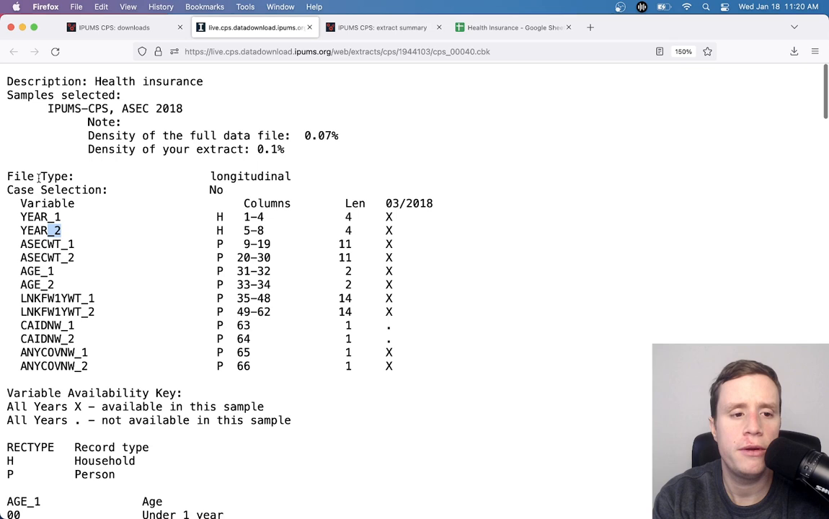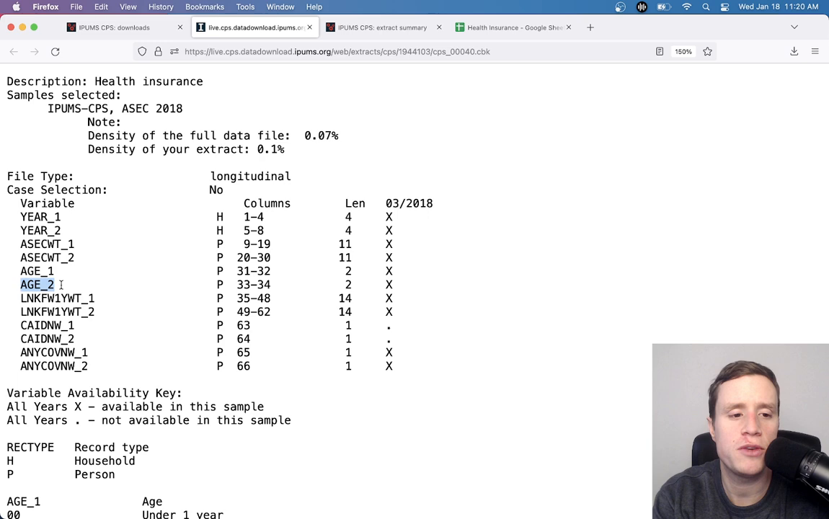The dash one is going to be 2018. This one will literally just say 2018. And the dash two will be for the 2019 numbers. So you see each one of them. This is the 2018 weight. This is the 2019 weight. This is the 2018 age. This is the 2019 age, right?